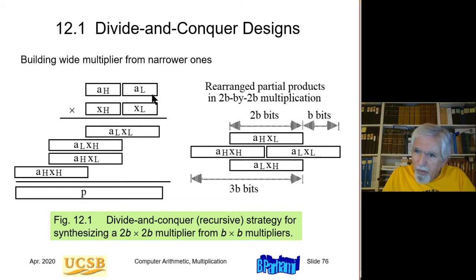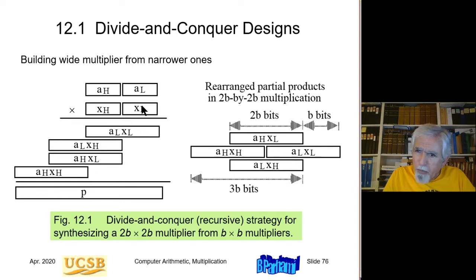So these two are aligned with the right half, their weight 1. That's why the double width product of these two starts at the right end. This one starts in the middle, so when multiplied by AL, the product starts in the middle. Similarly, AH times XL. And because both AH and XH start in the middle, if this is K over 2 bits, then this one starts from K bits to the left. So we need to add these four partial products to form the final product P.